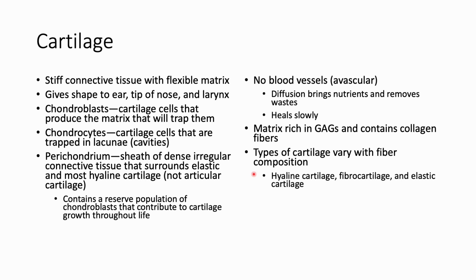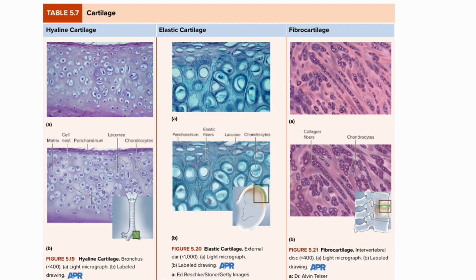What is the difference between them? The types of cartilage vary with fiber composition. Let's have a look. We have hyaline cartilage, elastic cartilage, and fibrocartilage. By just looking at these three different types of cartilage, what can we see? We see a chondrocyte in its lacunae, but we see a little nest here where we have a bunch of chondrocytes in the lacunae together. Yes, we have a very lightly staining matrix, the background here, very lightly staining. This is hyaline cartilage. Hyaline cartilage is covered by perichondrium. So that layer there is the perichondrium.